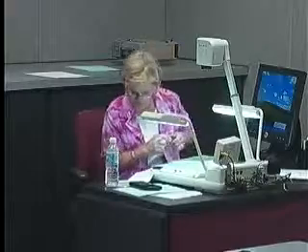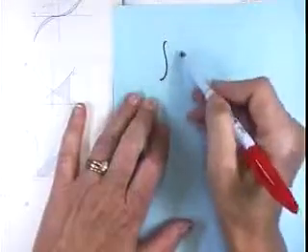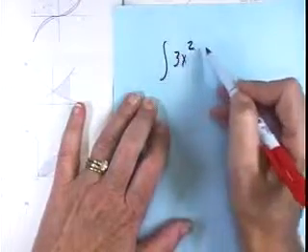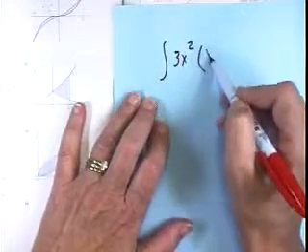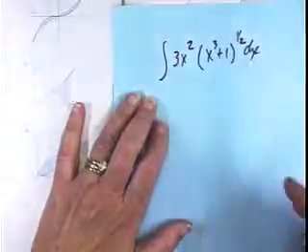Okay, here's a problem that was given to me before class for integration. I want to be sure we get there. This came out of, I don't know if it was WebAssign or homework. 3x squared times x cubed plus 1 to the 1/2 dx.